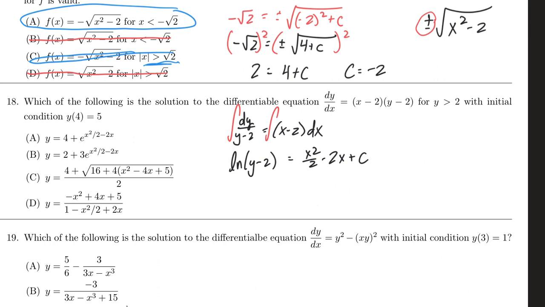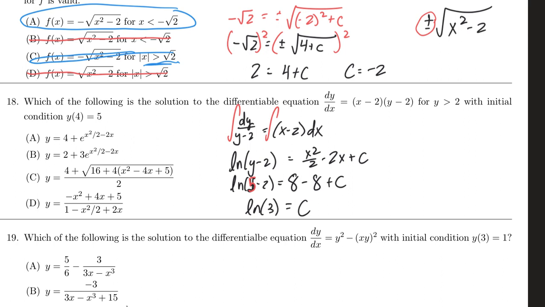Now we want to figure out what c is, so we're going to plug in our initial value. So when x is 4, y is 5. And x is 4, so 4 squared is 16. 16 divided by 2 is 8. Minus 4 times 2 is 8, plus c. This gives us c is the natural log of 3.